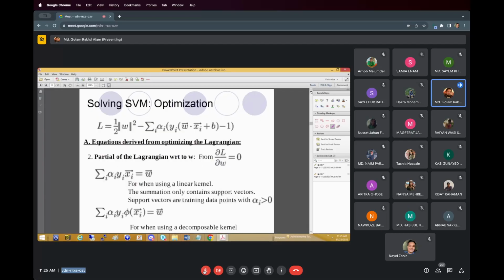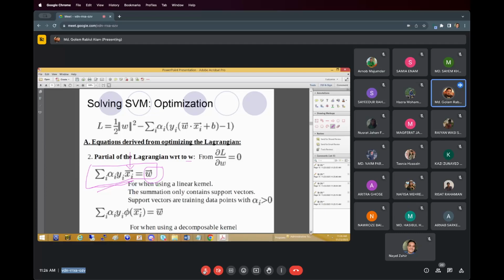Like here, in the Lagrangian equation, when we take the partial derivative of the Lagrangian equation with respect to W, we got this equation. So to compute the W vector, we can use just this formula. Here is alpha i and yi. We know alpha i, we know yi, and we also know our xi, that is our support vector. So different support vectors, like support vector A, support vector B, and support vector C.